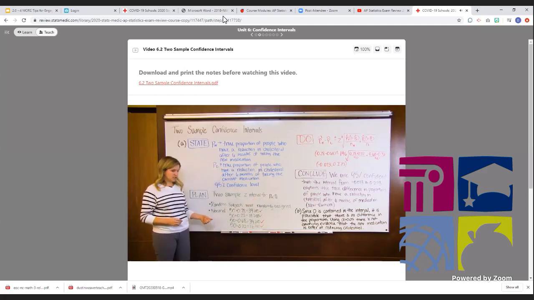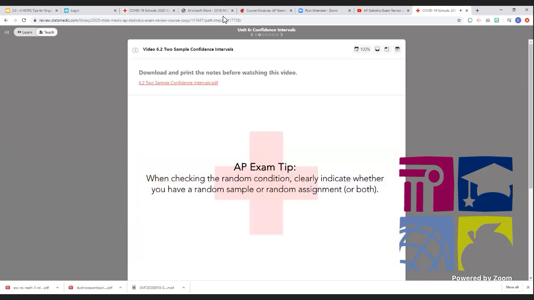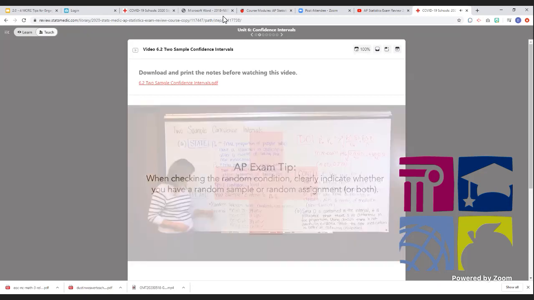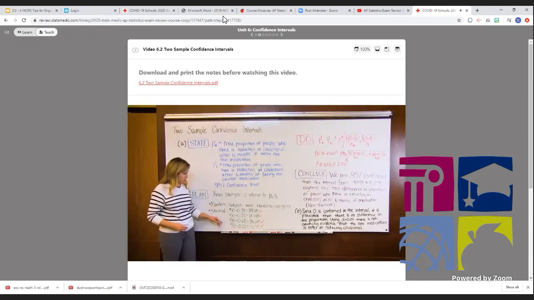Next, we're going to check our conditions. We need the random and normal condition. Now for random, we didn't have random sampling as mentioned, but we did have random assignment. AP exam tip is to make sure you're identifying whether you have a random sample or you have random assignment. Now for the normal condition, we're checking large counts. Make sure that you're checking large counts for both groups. So I have here for my new medication and then for the current medication.